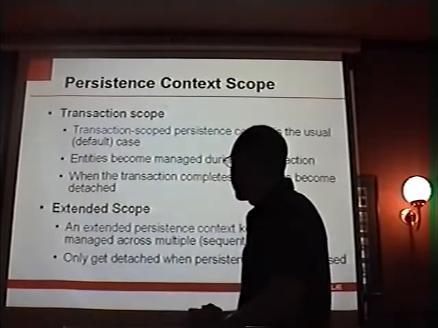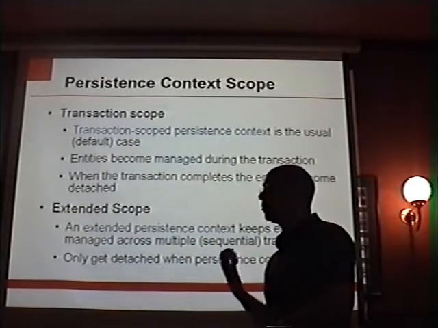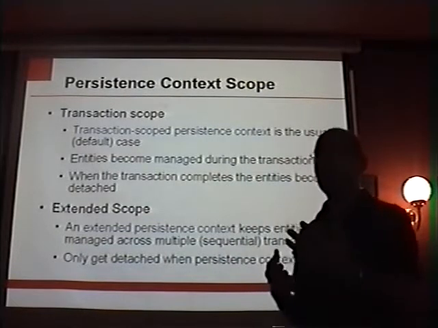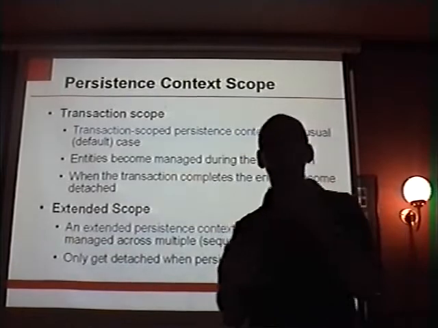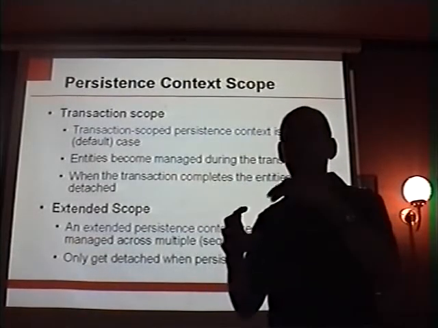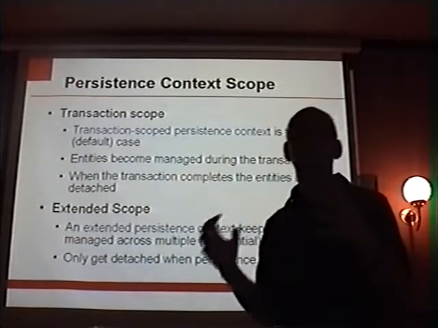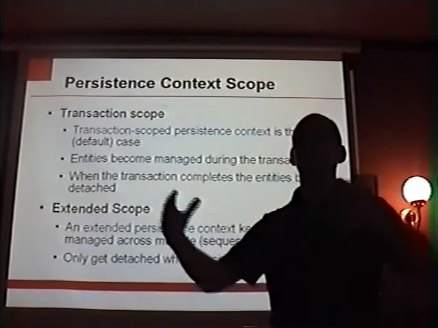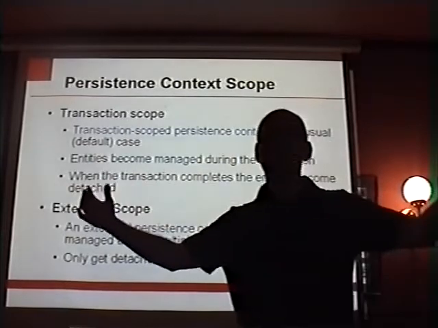Extended scope, on the other hand, says entities will stay managed even across transactions. Transactions can come, they can go, but your persistence context stays there. So everything that gets loaded in stays there. And if you keep loading more stuff in, doing more transactions, the persistence context gets fuller and fuller and fuller.